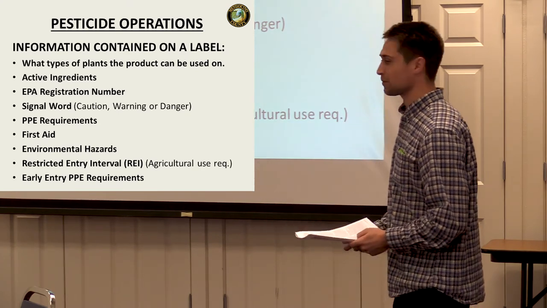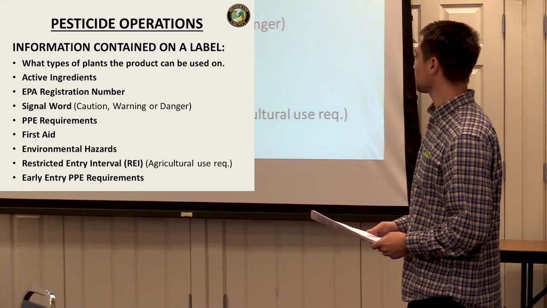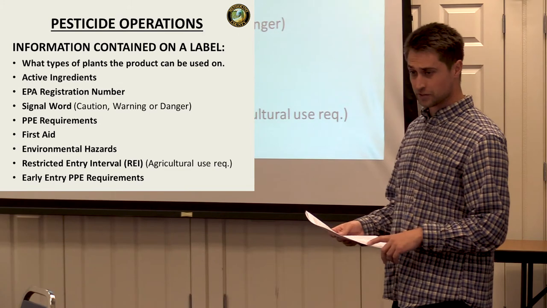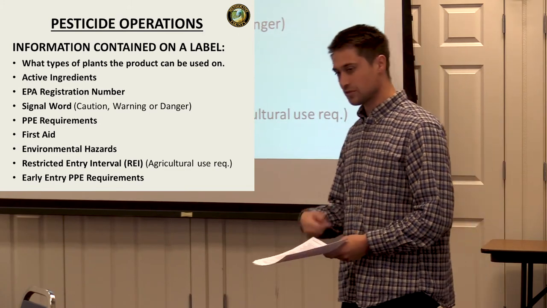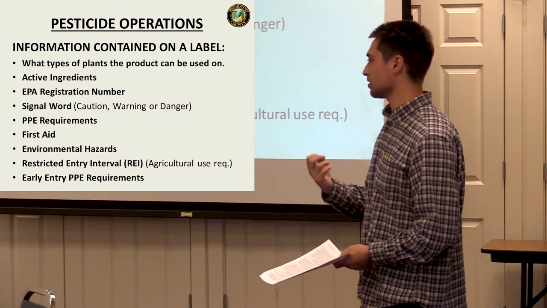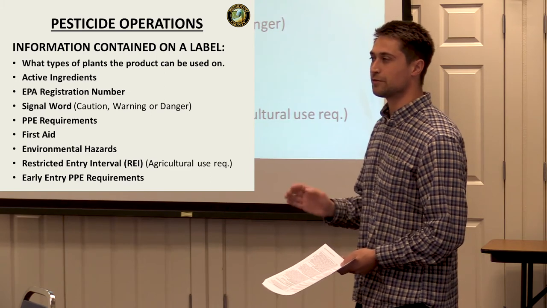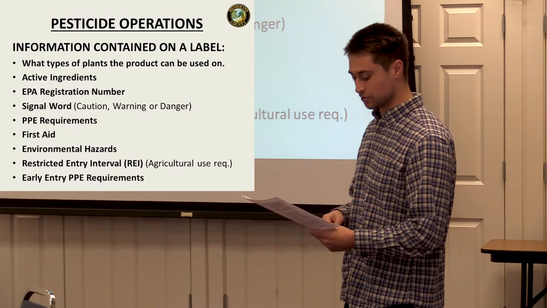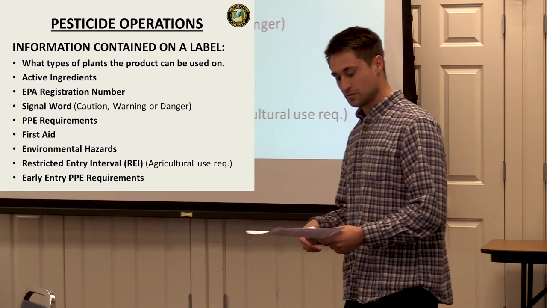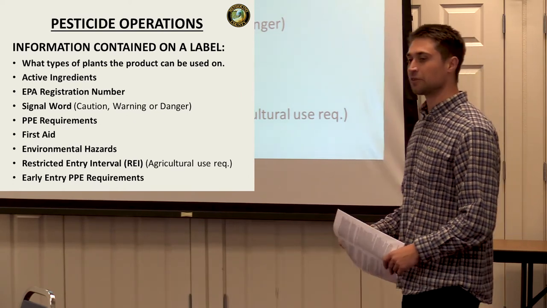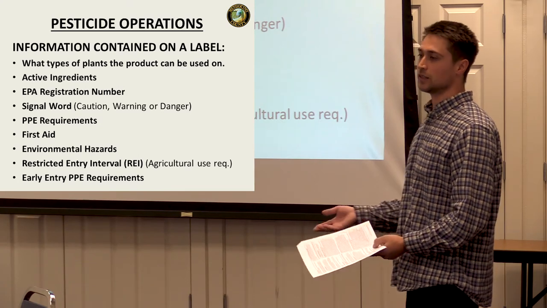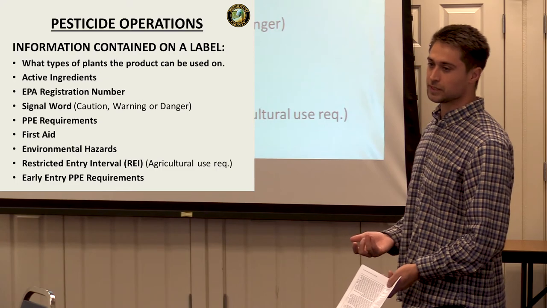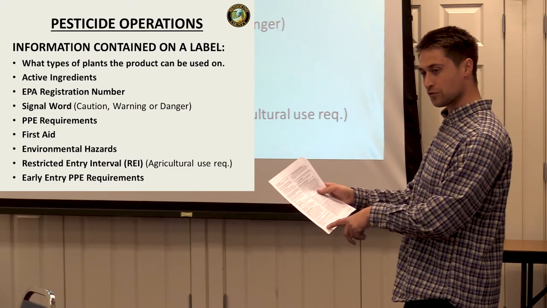So then after environmental hazards, restricted entry interval. And that's going to be under agricultural use requirements. Now, the restricted entry interval is the time where, after you spray, there can be no one in that field for that amount of time. So what's the REI for this one? Whole day. So no one can be in that field for a whole day, unless you wanted to do early entry, PPE requirements, which it lists what you have to wear for that.